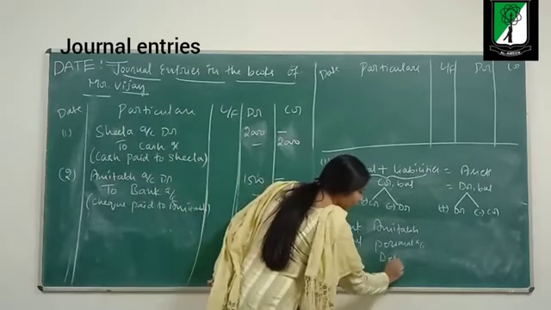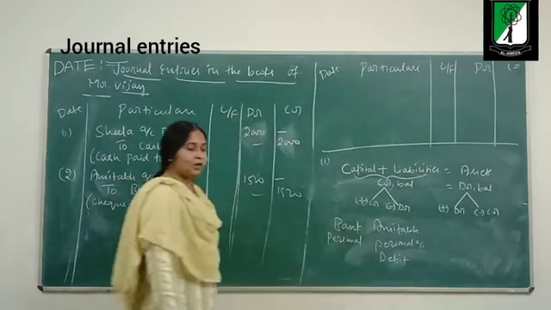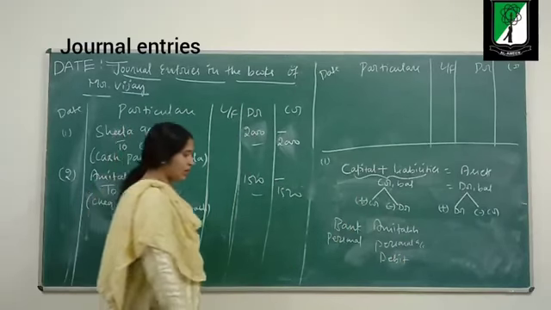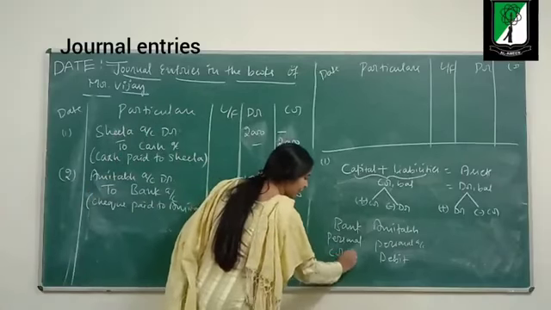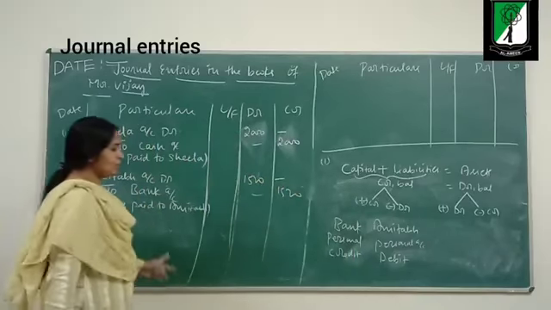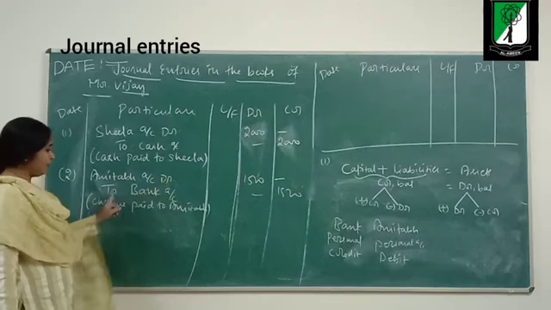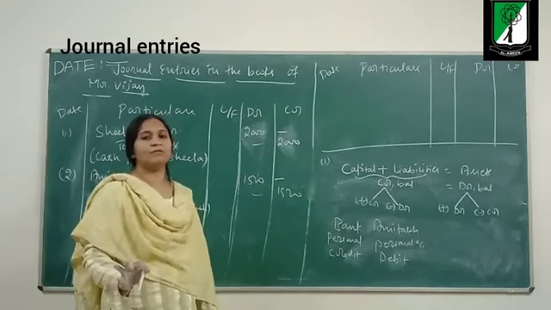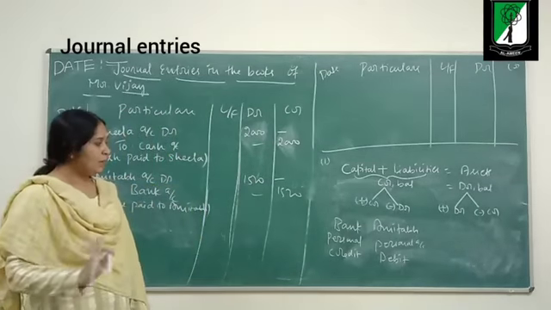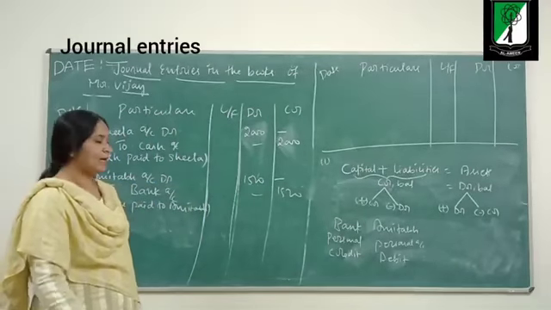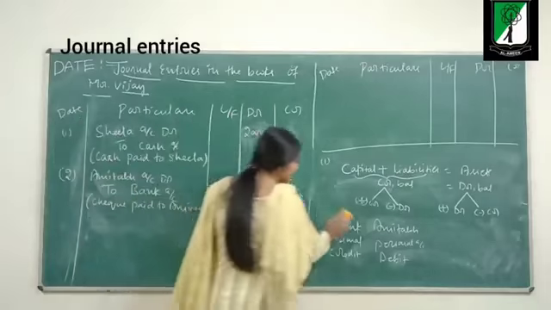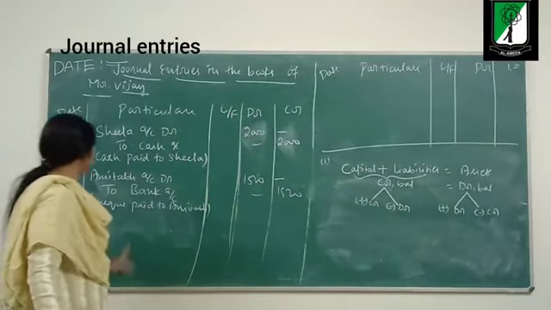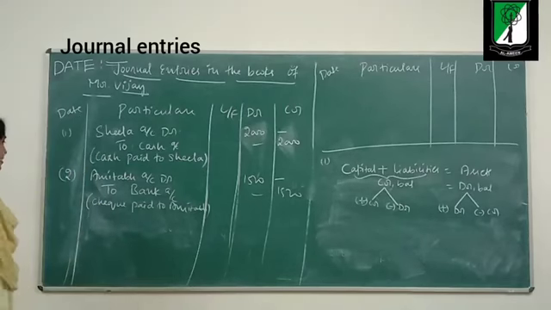So I will debit Amitabh, credit the giver. Who is giving the money? Bank. So I will credit bank. So Amitabh account debit to bank account. Any approach you can follow, you are going to arrive at the same answer. So this is the second transaction.